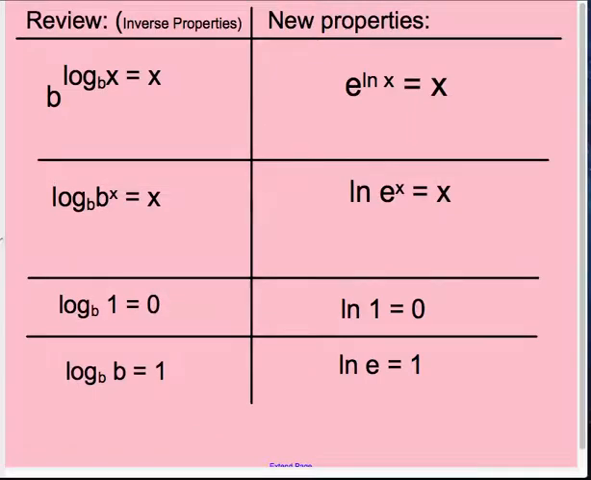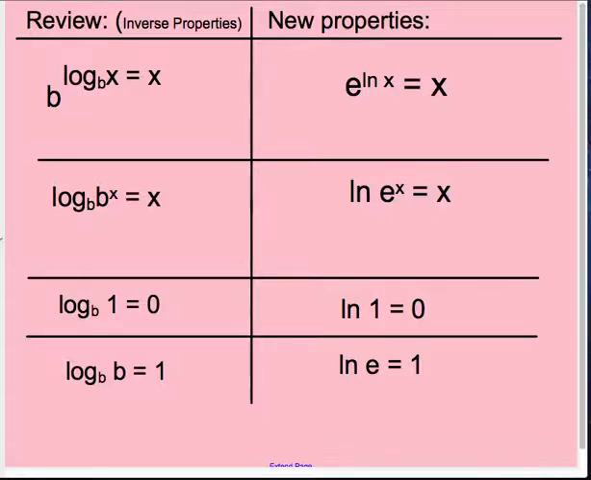So first we're going to take a look at a few properties that we're familiar with and show how it works with e and the natural log. Our first property is b to the log base b of x, meaning the b and the log base b cancel each other out. So for our new property, we have e to the natural log of x power, and the e and the natural log cancel. So those are inverses of each other.